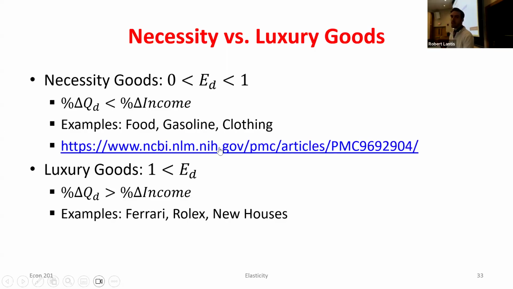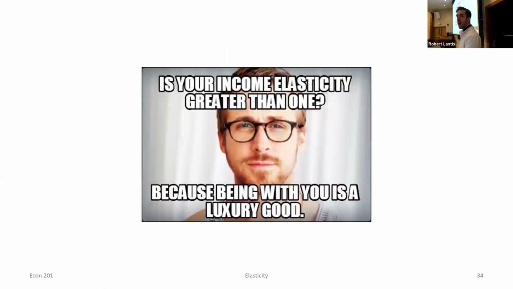So I won't ask you to use these definitions. All I'm going to expect you to know is what the sign tells you, and whether you could say it is elastic or inelastic. And those are the same 3 ranges we've been using already. So is your income elasticity greater than 1? If so, we would consider it a luxury good.